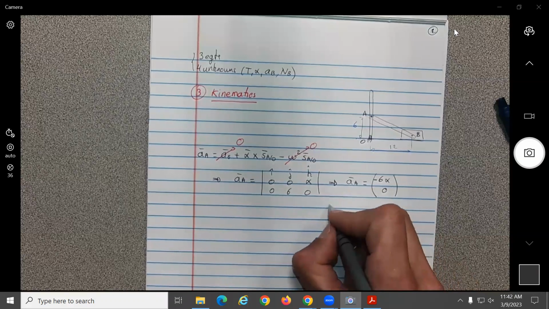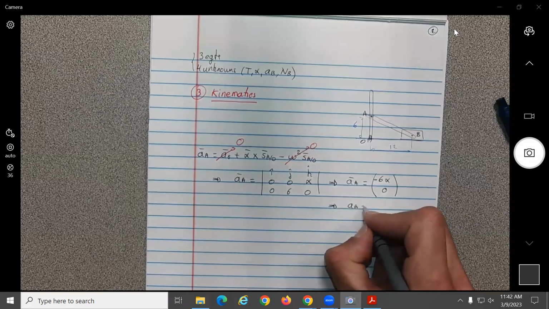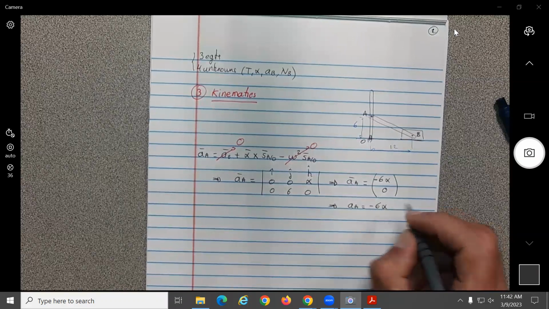So basically that means that acceleration of A equal to minus 6 alpha.